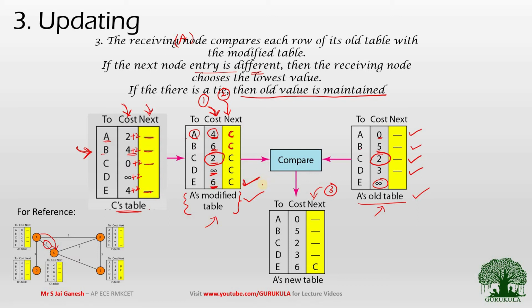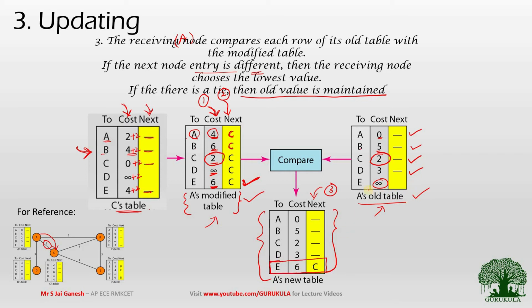So here the entries marked with a tick mark will be the final entries. So this will be A's new table. Now by observing A's new table, we can see that A has learned how to reach E.